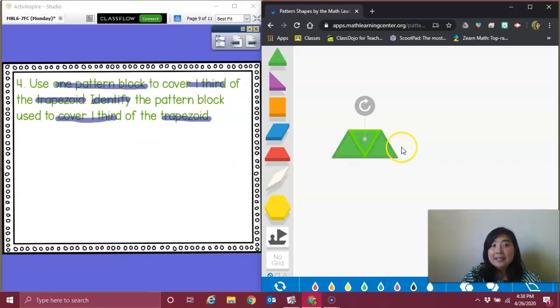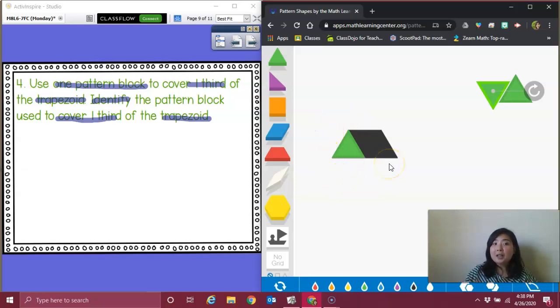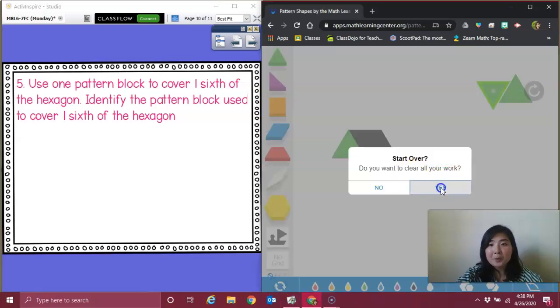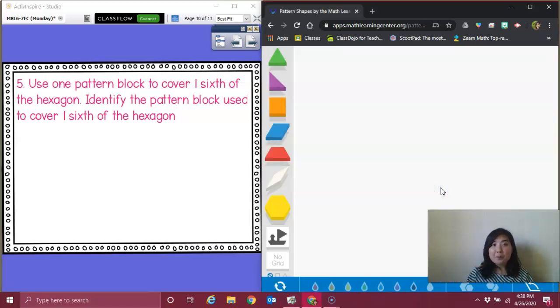However, I only need to cover 1/3 of it. So I'm going to move 2 of these, and the shape or the pattern block used to cover 1/3 of the trapezoid is a triangle. And last question, we are almost done. Woohoo! Use 1 pattern block to cover 1/6 of the hexagon.